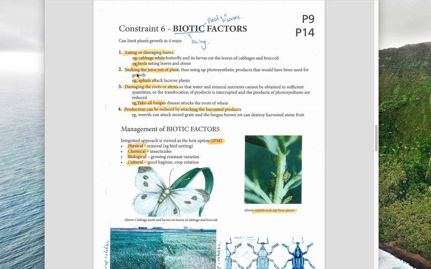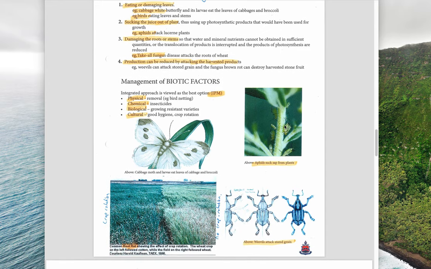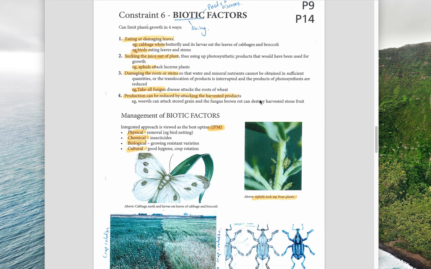Number two is sucking the sap or the juice out of a plant. So this is what the plant produces during photosynthesis. And if an aphid, for example, which is here in this photo, sucks the sap from the plant, that's going to reduce its ability to grow or to put on dry matter.